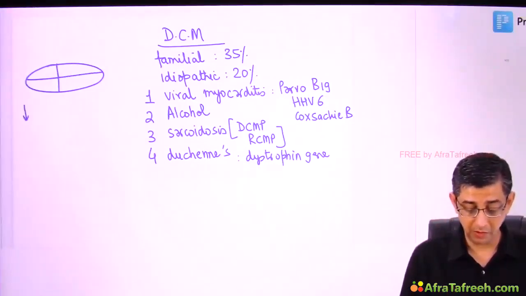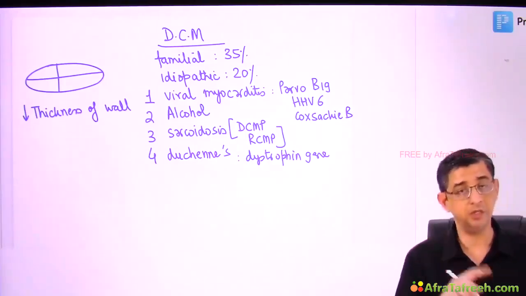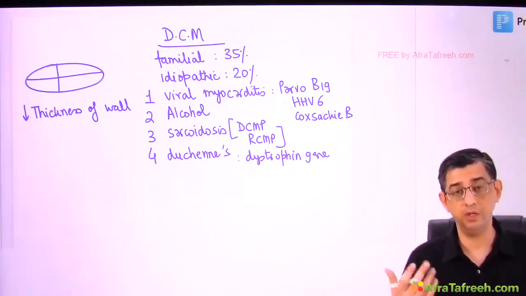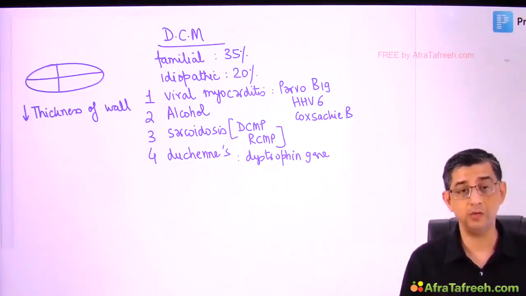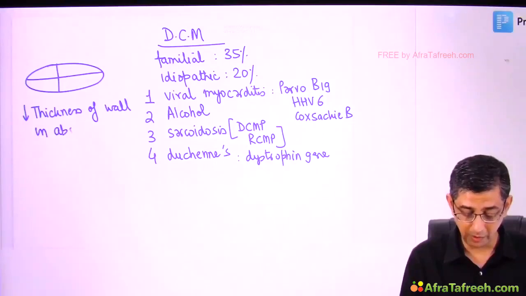In all the previous scenarios, I was talking about either an increase in the thickness of the walls, or I was talking about normal thickness of the walls. Increased thickness for HCM. When I spoke about restrictive, it was normal thickness, but with obviously an intervening fibrosis. But at the moment, I'm highlighting that you need to demonstrate decrease in the thickness of the wall in the absence of other common etiologies.